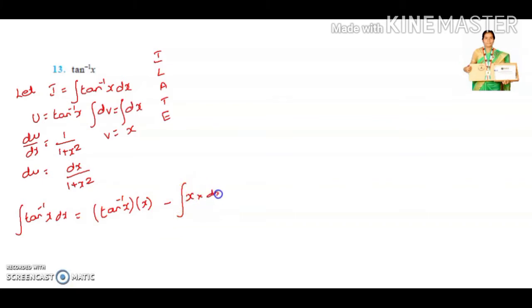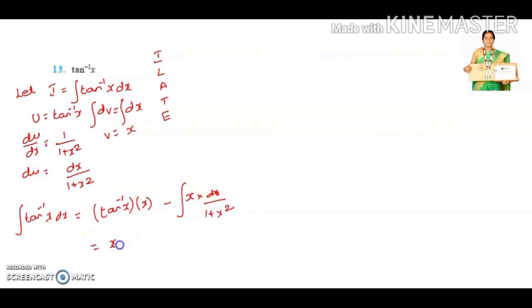Now du is equal to dx divided by 1 plus x square. Now we can use the formula. Integral tan inverse of x dx is equal to uv, that is tan inverse of x into v value x, minus integral v du. V is x, du value is dx divided by 1 plus x square.